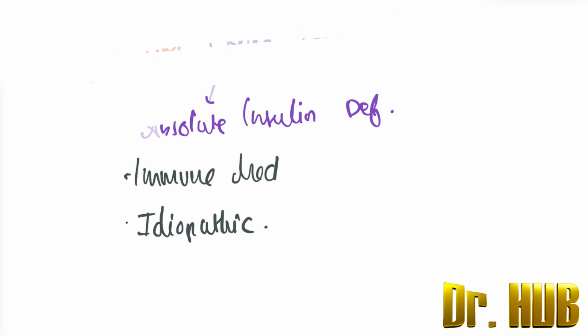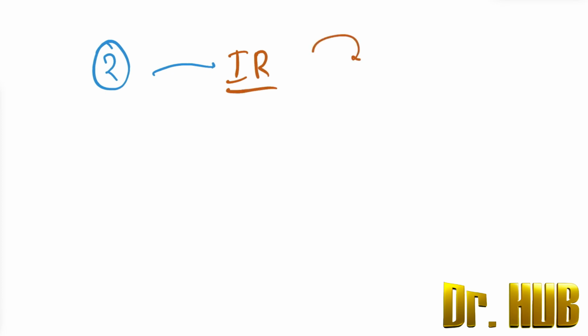Now let's focus on type 2 diabetes. In terms of type 2 diabetes, it is insulin resistance. So type 1 is beta cell destruction, and type 2 is insulin resistance, IR, and this is with a relative insulin deficiency.